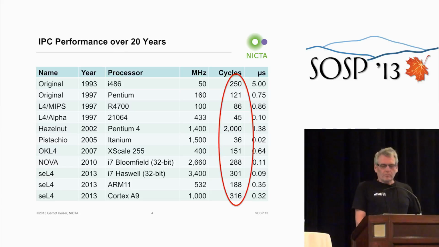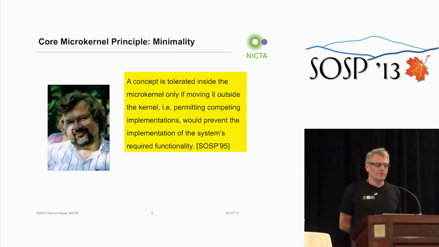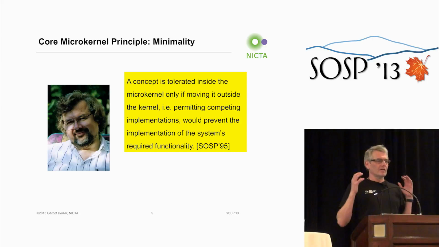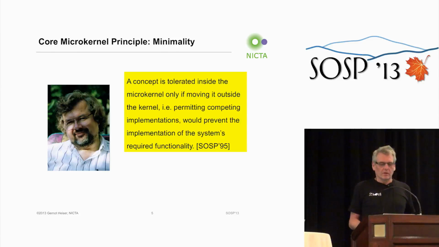Okay, so the question is, how was this achieved? The most concise summary is by very strongly adhering to what's now being called the minimality principle of microkernels, first formulated by Liedtke 2 years after his original paper, at SOSP 95, where he said a concept is tolerated inside the microkernel only if moving it outside the kernel, that is permitting competing implementations, would prevent the implementation of the system's required functionality. So basically, anything that doesn't have to be in the kernel should be thrown out.